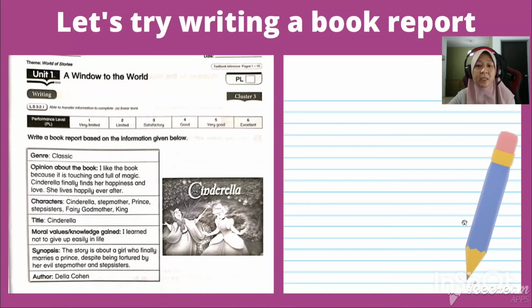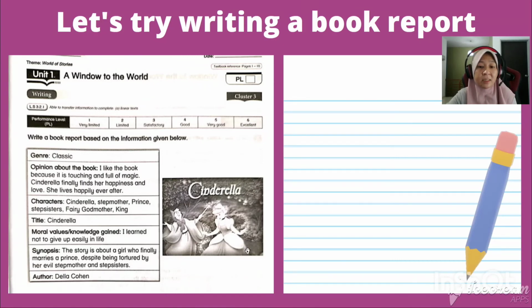Okay, let's move to the next part. Now, let's try writing a book report. Have you got your exercise book with you? Okay, good. Now, I want you to pause the video and copy down the question here and try to write a book report by yourself. If you don't remember how to write, you can go back or you can rewind the video and study how to write the book report.